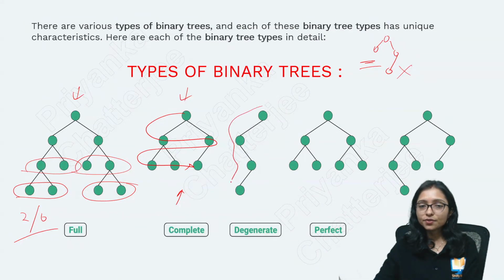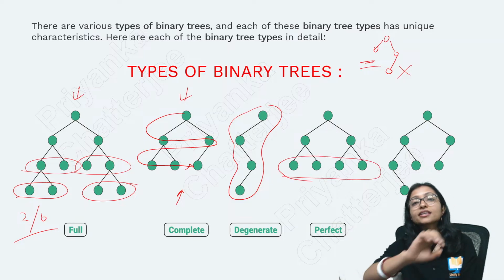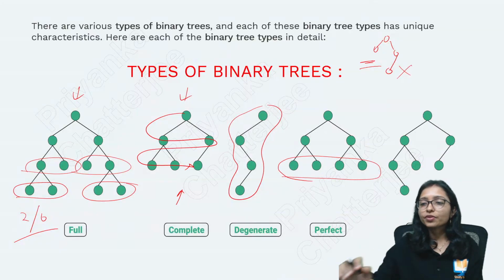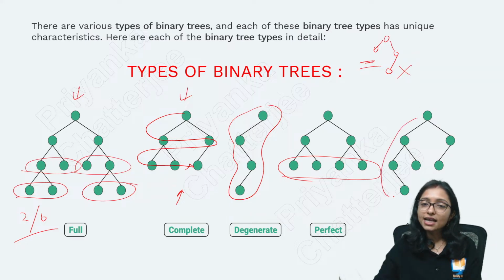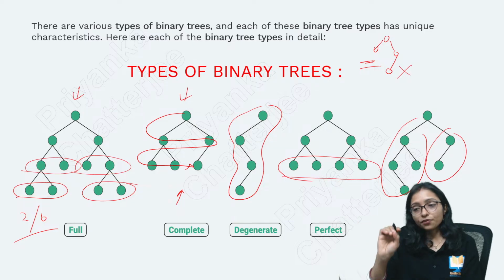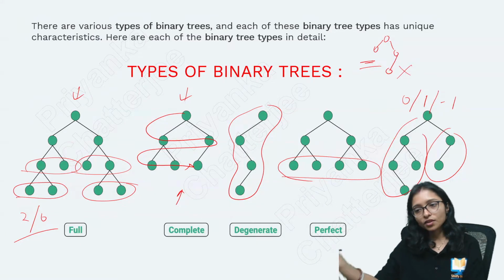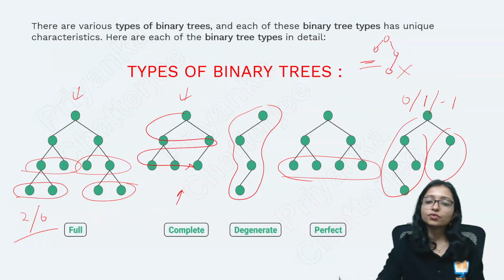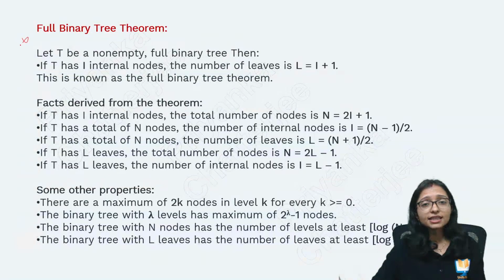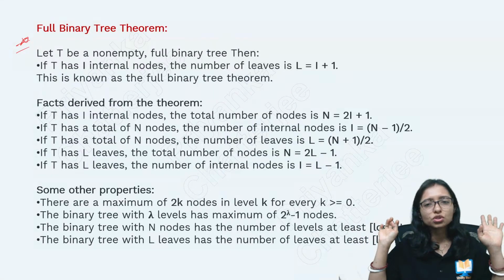Degenerated means one-sided. Only one child is there, 2 children are not there. This is called a perfect binary tree, where all leaves are at the same level and it is complete also. That's why it is perfect. Balanced means in a balanced binary tree, the difference between the heights of the right subtree and left subtree should be either 0 or 1. Sometimes we say -1. So ultimately the difference between left subtree and right subtree will be 0, 1 or -1. This is the main difference, right? And from the tree, these formulas are most important. Remember this, it is most important.